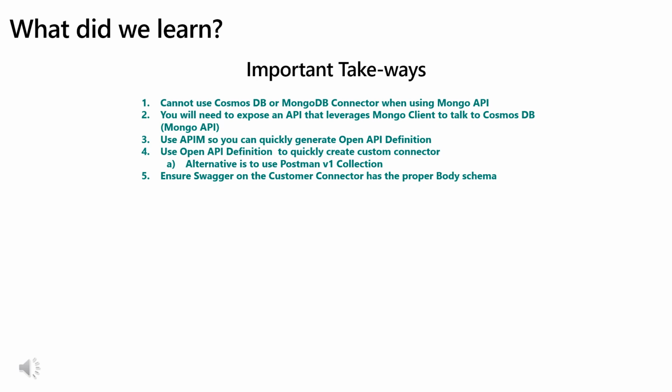When you create the connector, the open API definition is generated from APIM, which allows us to do so quickly. There is an alternative to this, and you can use Postman V1 collections for that. You can read the online docs for more information on that. The other important thing that you need to be aware of is when you create your custom connector, you need to ensure that the Swagger for the custom connector has the proper body schema, and I demonstrated that earlier in the presentation. So I hope this was helpful, and if you have any questions, please reach out to me.